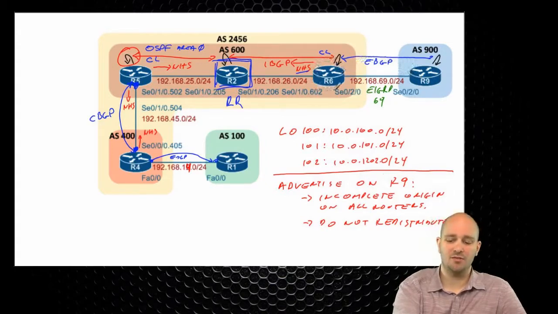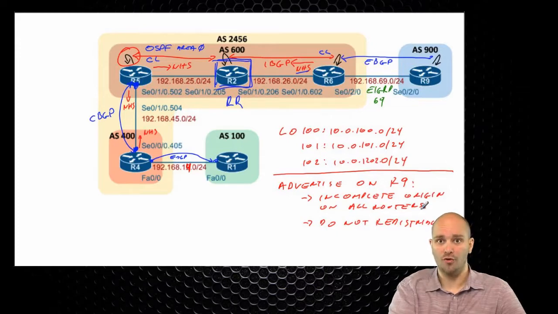Now, if I apply this route map when I'm advertising the route to R6, the problem is that origin will be incomplete on R6, R2, R5, R4, and R1, but it will not be on R9. That does not include all routers. So I need to somehow apply this route map in such a way that it applies on R9 as well.